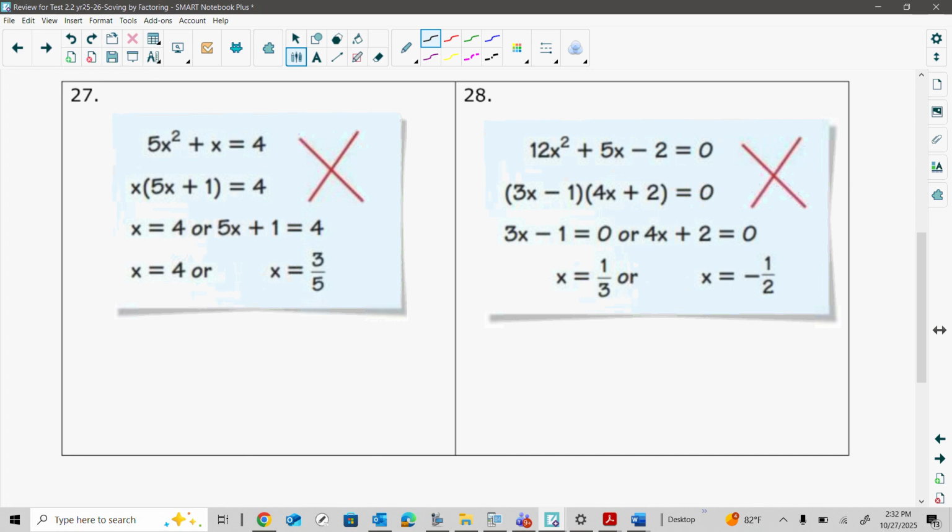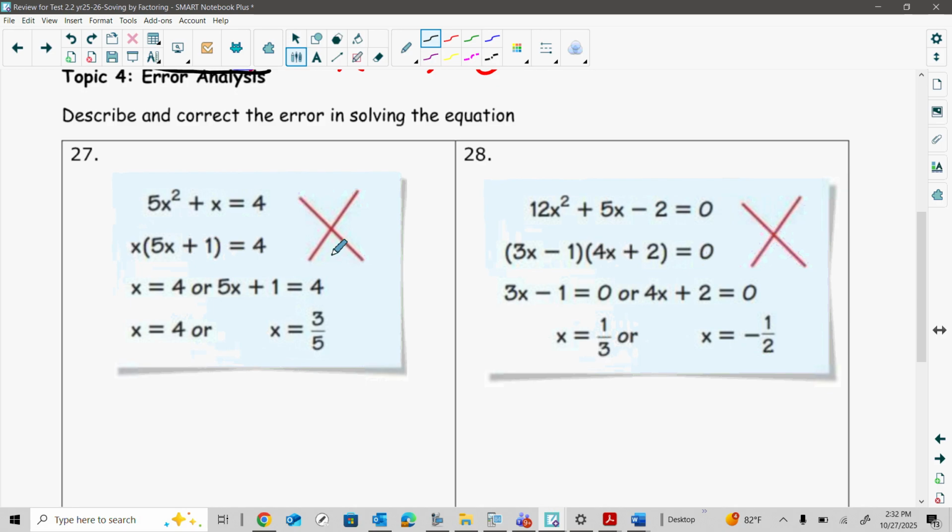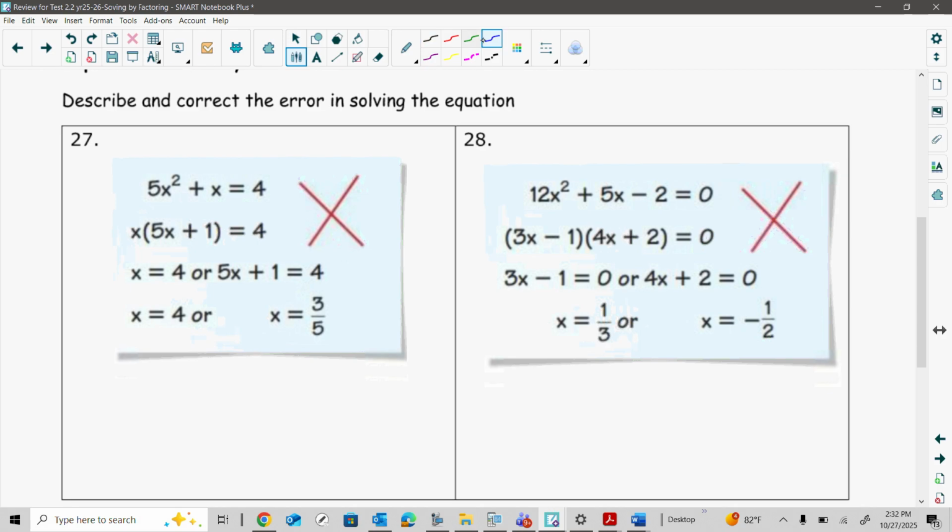Okay, for this error analysis, we want to describe and correct the error in solving the equation. Like in this first error, they didn't make this equation equal to 0. They should have subtracted 4 on both sides. So really this should have changed to 5x squared plus x minus 4 equals 0.